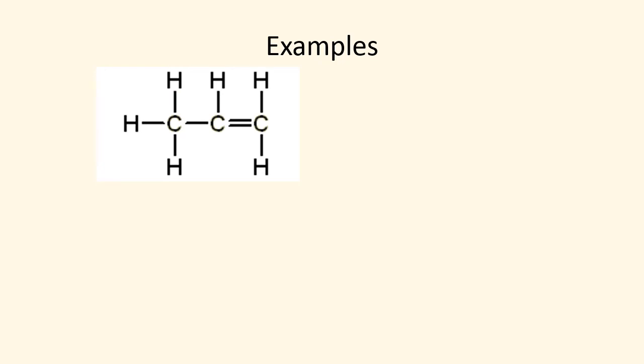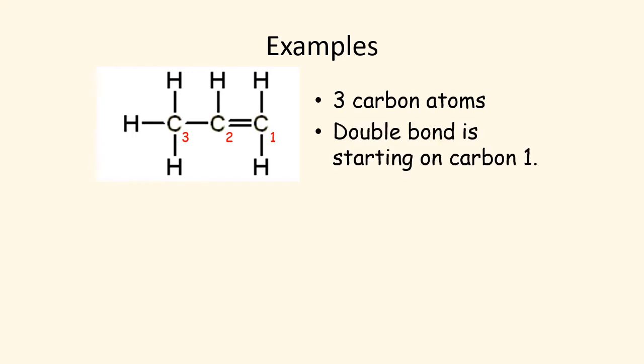With this one, well, we've got 3 carbon atoms, 1, 2, and 3. Now remember, we want the double bond to be on the lowest carbon possible, so we start counting from the right-hand side this time. The double bond is on carbon number 1. So this is going to be prop-1-ene.